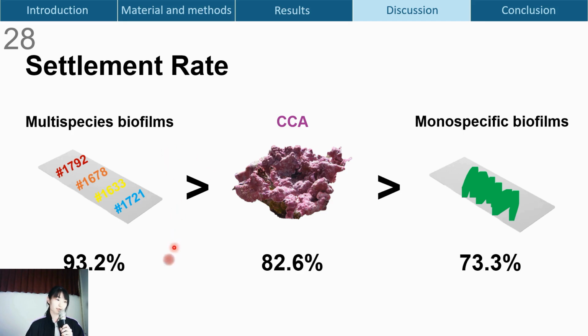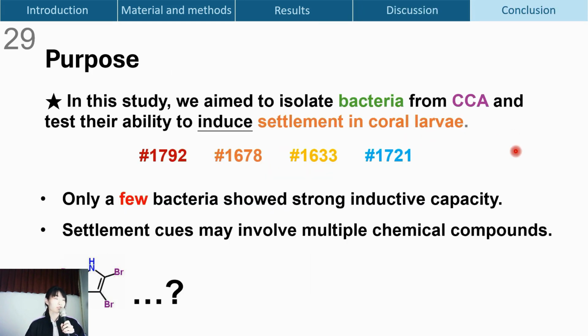And this time, this is our most important result. The multispecies biofilms show the best result, without some specific bacteria, bigger than the crustose coralline algae, and then the monospecific biofilms. So we go back to our purpose. In this study, we try to know which bacteria can induce the settlement best. So now we know these four good guys.